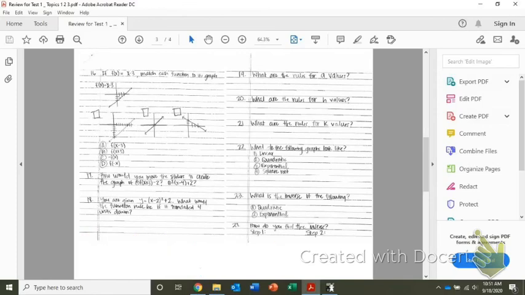Now, we answered 19, 20, and 21 in class. Um, 22, I think we answered that in class. What does the graph look like? Well, linear is a straight line. Quadratic is the U. Exponential is a Nike sign. And square root is an eyebrow.